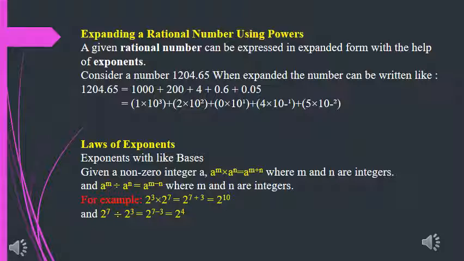Here is one example, that is 2 raised to the power 3 into 2 raised to the power 7. Here we add the exponents, so we get the answer 2 raised to the power 10. And when we divide numbers having the same bases, we get 2 raised to the power 7 minus 3, that is 2 raised to the power 4.